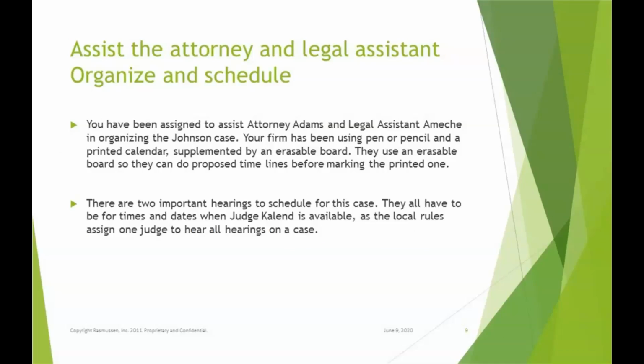So here is the problem. You are assigned to assist Attorney Adams and legal assistant Amici in organizing the Johnson case. Your firm has been using pen or pencil and a printed calendar supplemented by an erasable board. Then they can propose timelines, but you would prefer to use Excel. There are 2 important hearings to schedule. They all have to be for times and dates when Judge Kellens is available, as the local rules assign 1 judge to hear all hearings.